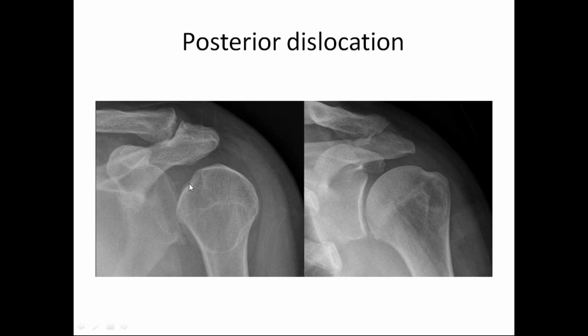So for the identification of posterior dislocation, we must order the scapular Y view. In the scapular Y view, if the humerus head lies posterior to the glenoid cavity, that is posterior dislocation. This image shows after reduction.